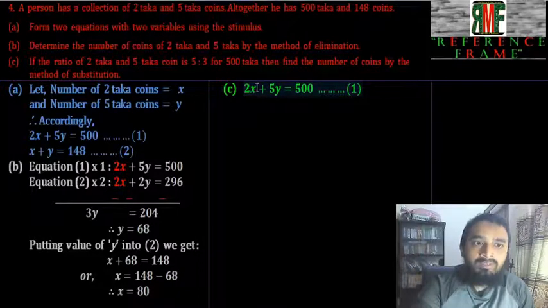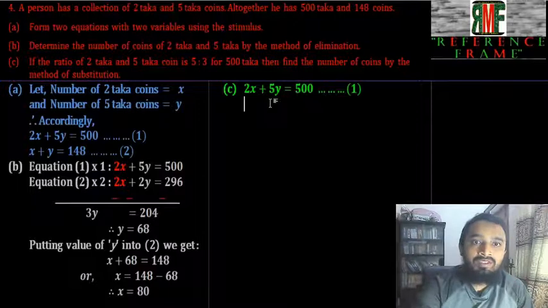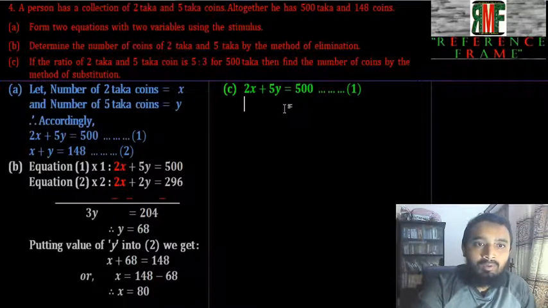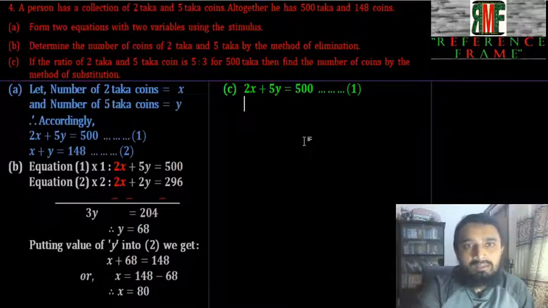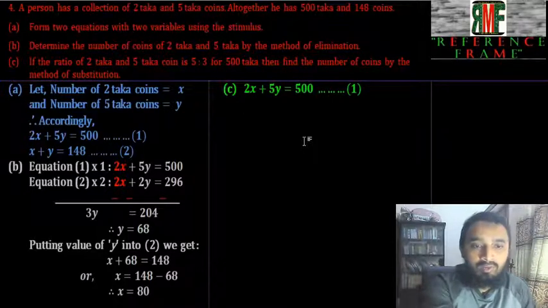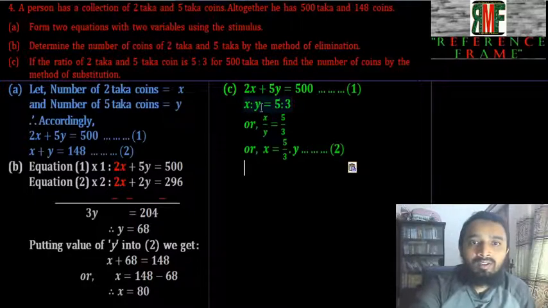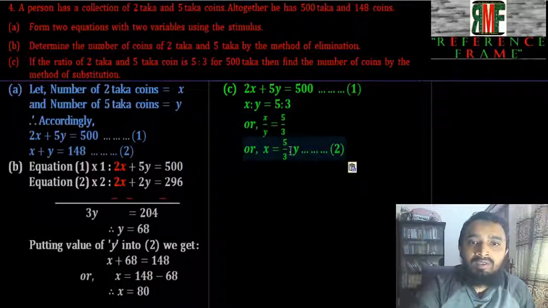So look, since we have 500 taka in total as well, just like in a stem or a stimulus, so again from 1 we can pick this equation, from a. Now here the ratio of 2 taka coins and 5 taka coins is given, which is 5:3. So we can relate them. Since 2 taka coins is x and 5 taka coins is y, we can relate them like this: x ratio y is equal to 5:3. So x by y is equal to 5/3 in the fractional form. Therefore x is equal to 5/3 into y.